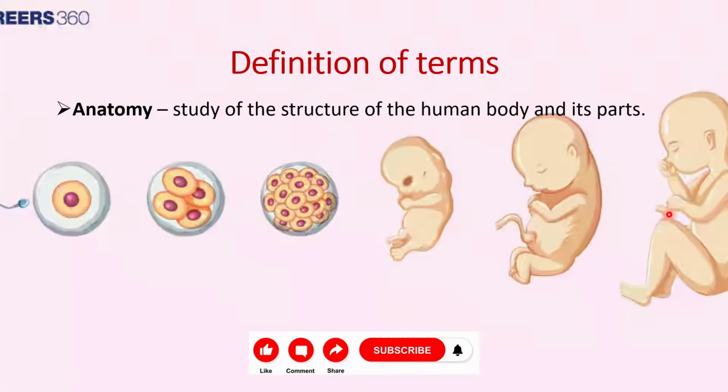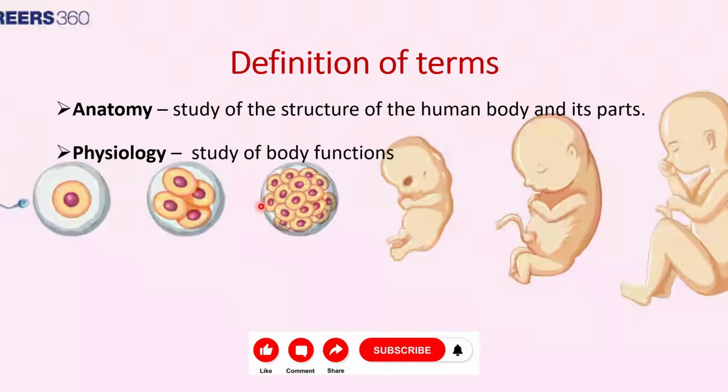So we start by defining what is anatomy, as you can see there. Anatomy is the study of the structure of human body parts. So the study of the upper limb, the lower limb, the liver, the lungs, the heart. That is anatomy, the study of the structure of human body parts.